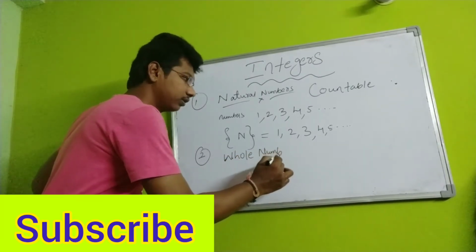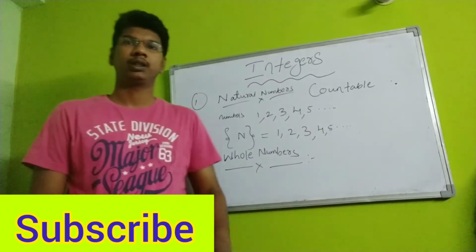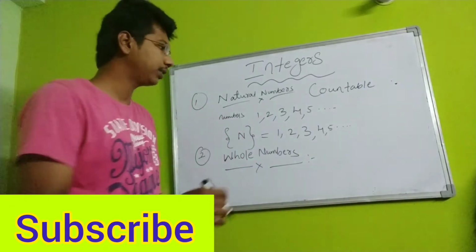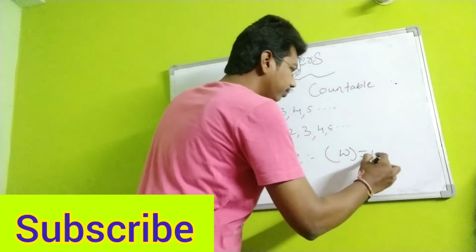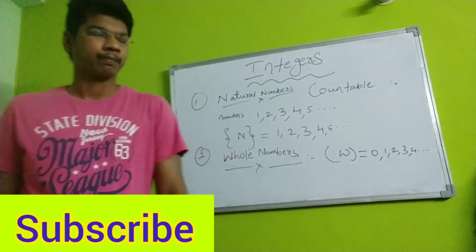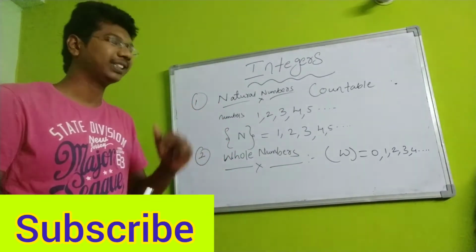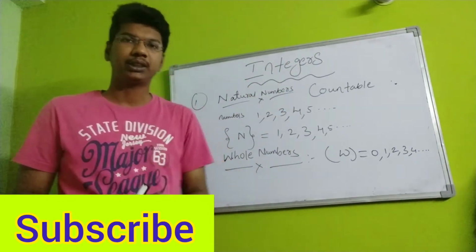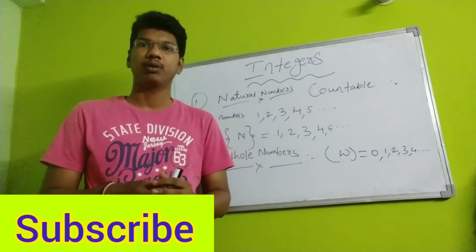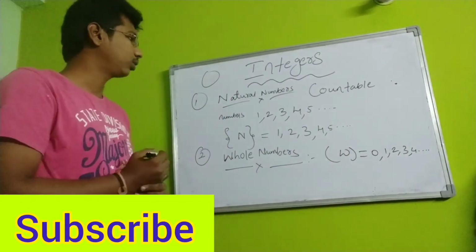Whole numbers. Whole numbers start from 0 and go on, and whole numbers are represented by W: 0, 1, 2, 3, 4, and so on. Here the difference between natural numbers and whole numbers is 0. You can observe clearly why, because natural numbers start from 1 and whole numbers start from 0. So we can say that the difference between natural numbers and whole numbers is 0. These are the two basic topics.